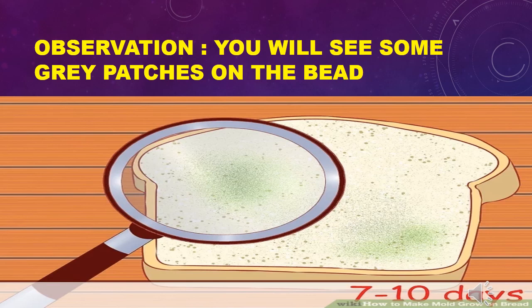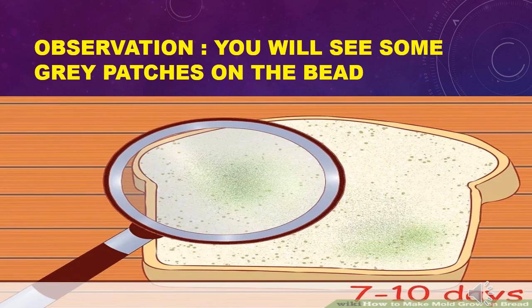So after 7 to 10 days, if you take the moistened bread slice out of the polythene Ziploc cover, you are going to observe a strange thing. In the observation I have given, you will see some gray patches on the bread. Can you see the gray patches on the screen? Yes. These gray patches are nothing but the fungi grown on the bread. So how does this fungi grow on the bread?